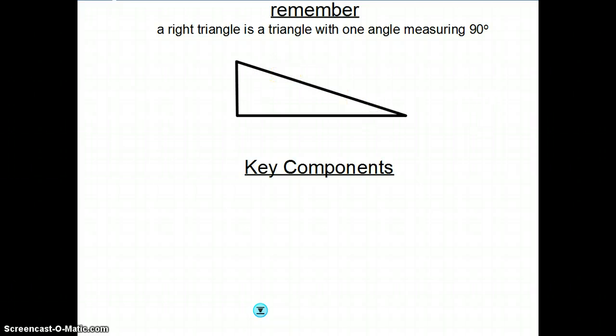In this triangle down below, it looks like it might be a right triangle. This angle looks like it might be 90 degrees. However, you must be careful because just because it looks like a right triangle doesn't mean that it is.